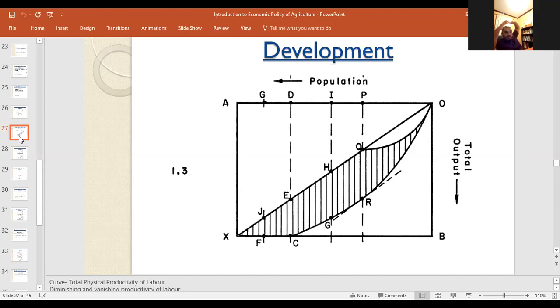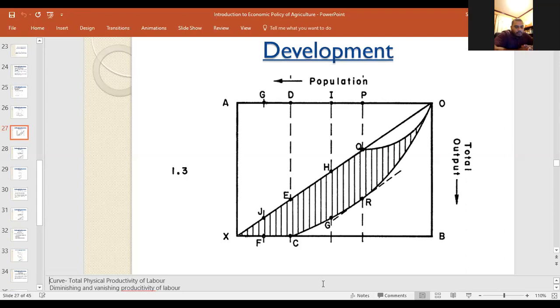And obviously, the line which is drawn through OX is a 90 degree line. Now, what you have occurring is a tangential line at GR, a parallel line rather, at that area GR, which will show the point where the population is at a minimum, or in our consideration, at the beginning.